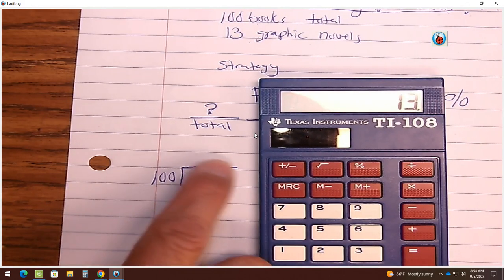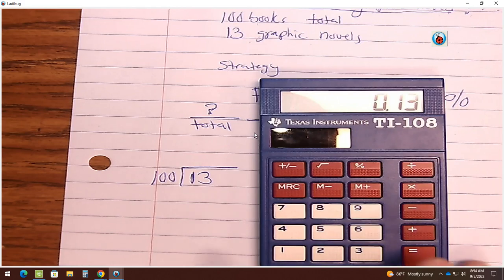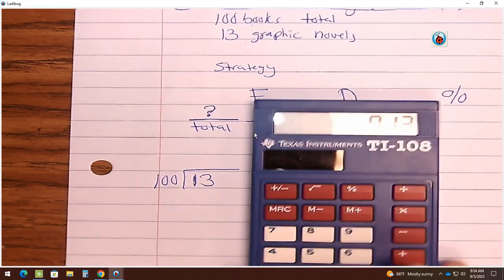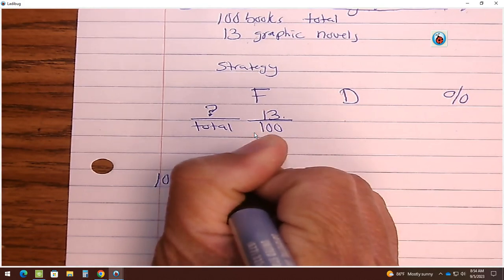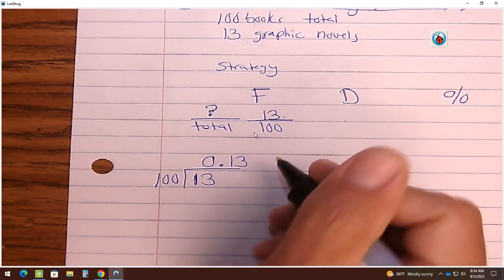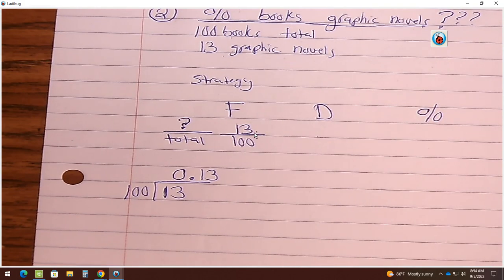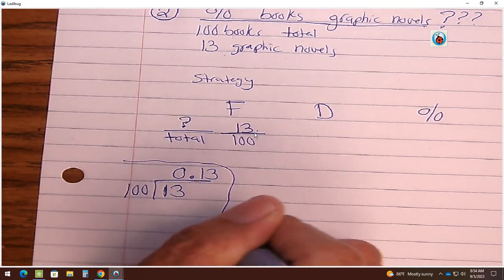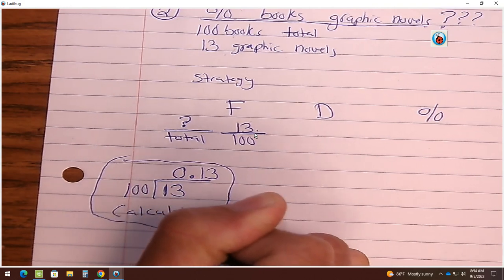You see that little symbol, that's divide. So punch in divide, 100, equal. And we got what? 0.13. So go ahead and put here on top 0.13. And now we change from fraction to decimal. That's the kids with a calculator. This is your work, the calculator kids, that's your work for that part.